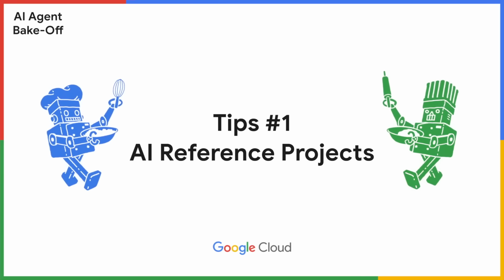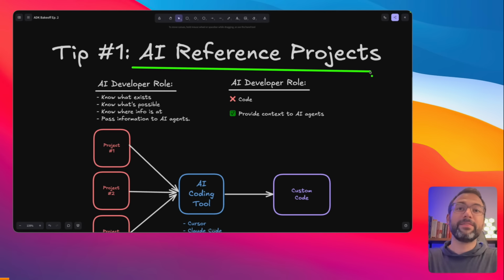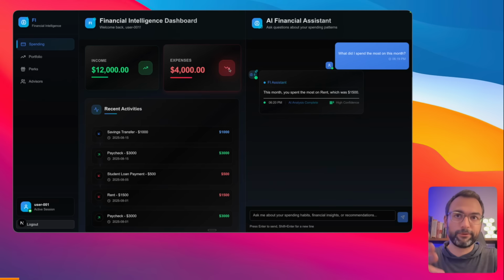So the first tip I want to share with you guys is the concept of an AI reference project. This one tip alone is the single most important tip that allowed me to build out this full stack AI application in a matter of 5 hours instead of 5 days or more, truthfully.